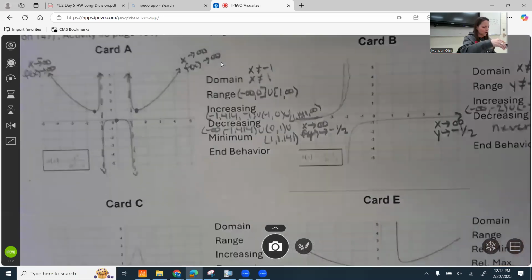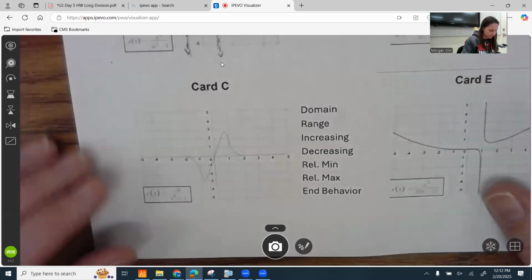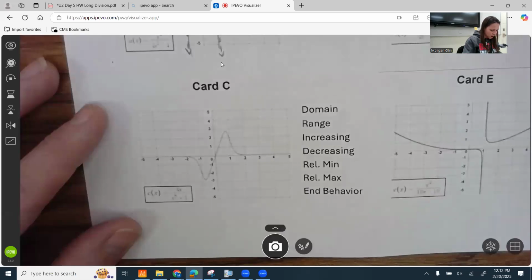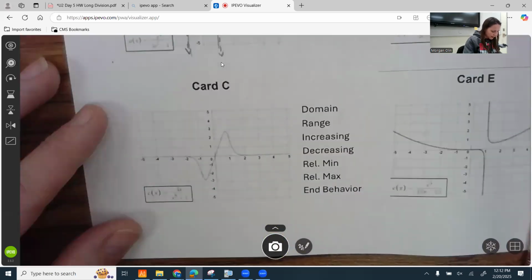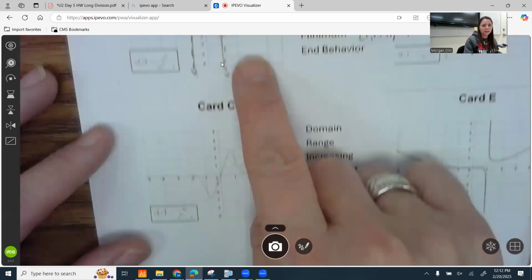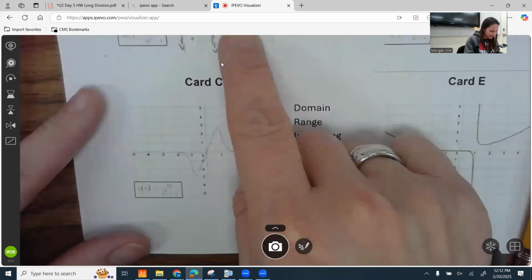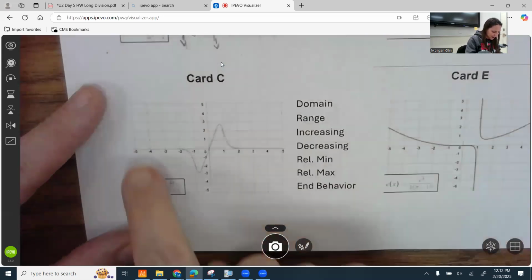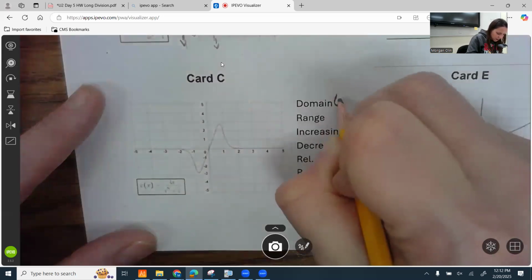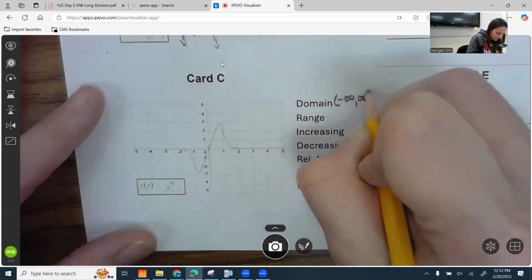All right, let's look at card C right here. All right, domain. Well, when I go here, I don't see any of those funky things where I can draw a dotted line. It appears that I can hit every x value right here, negative infinity to infinity.